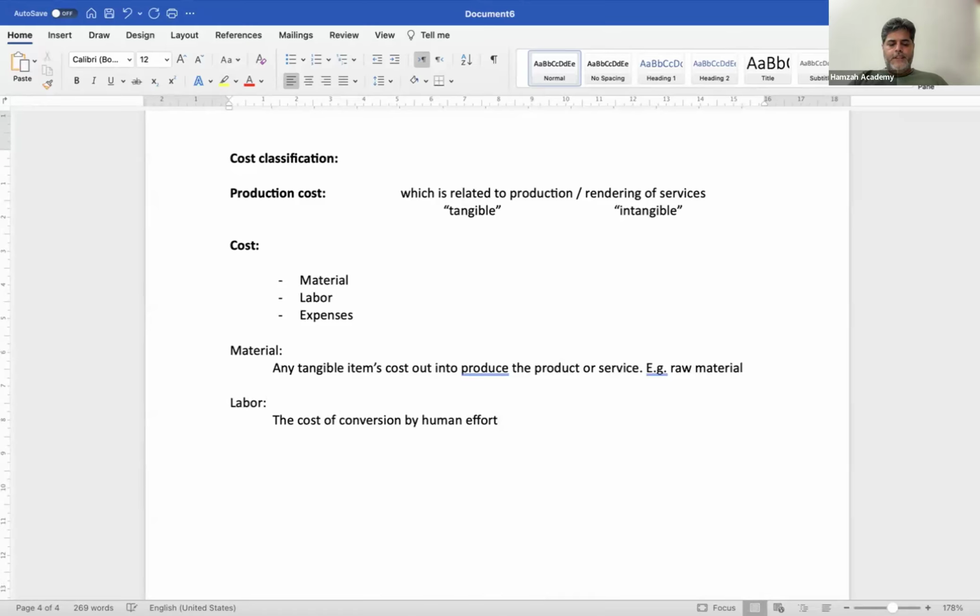Okay, and then after the labor we have the expenses, the cost which is not related to material or labor, such as the cost of renting the building, electricity, expenses, etc. Right? So these are what we have over there.